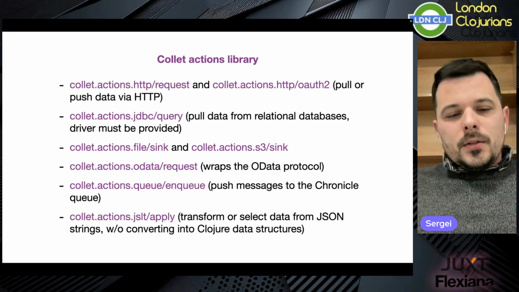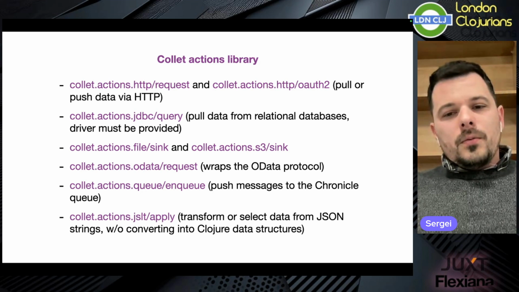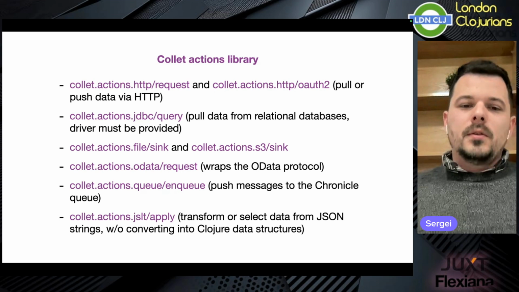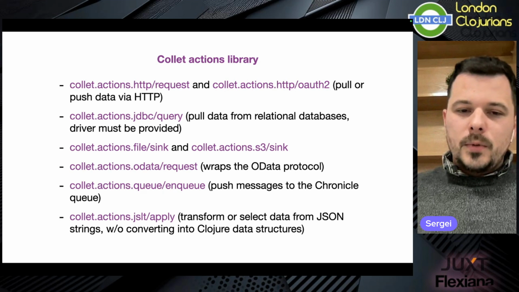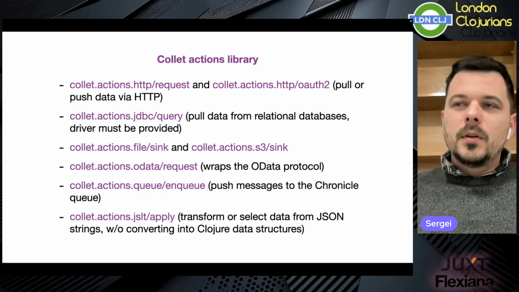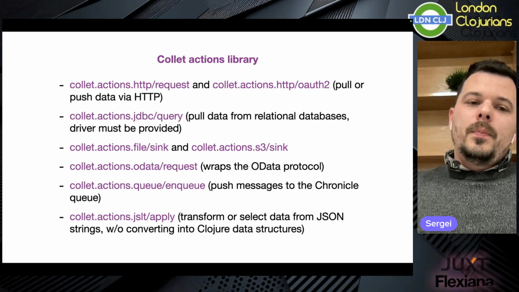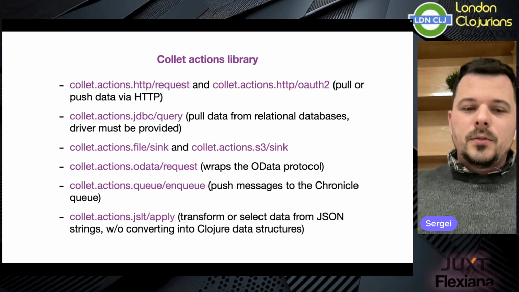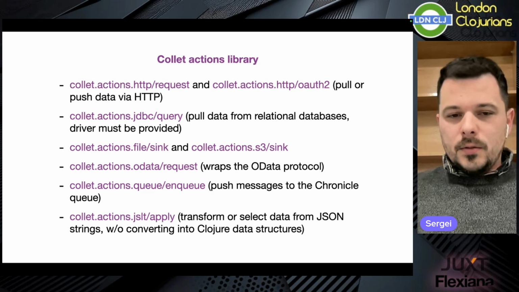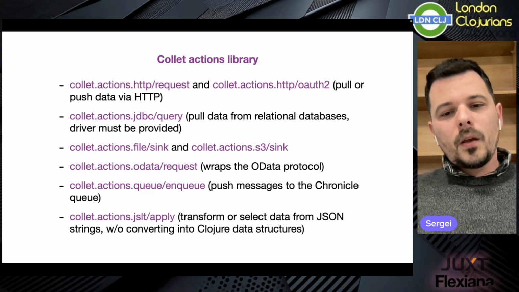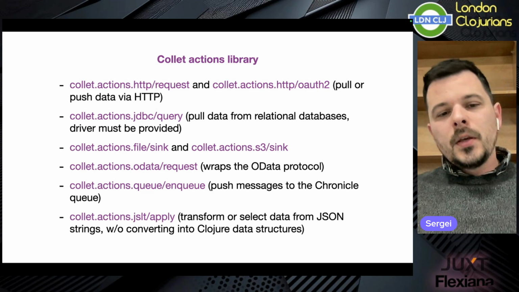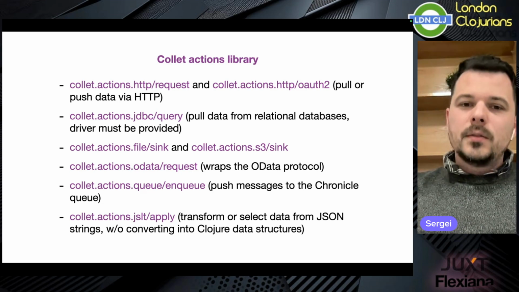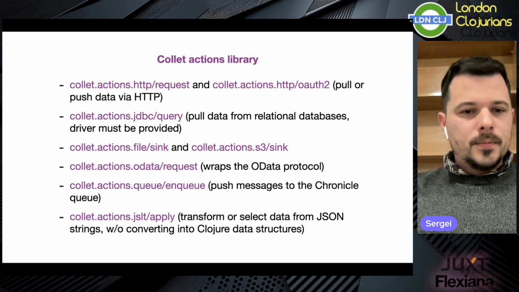And there's a JSLT action for use cases when you get a very, very large JSON object from HTTP or from databases, and you don't want to parse it and load it into the heap for processing. You can use JSLT, which works on the raw JSON, and you can select some values and apply some transformations just on JSON, without parsing and transforming into Clojure data structures.